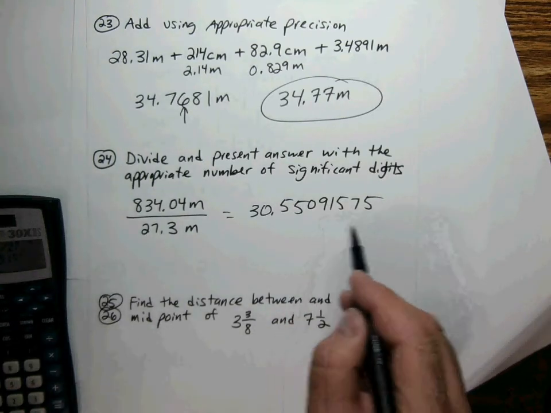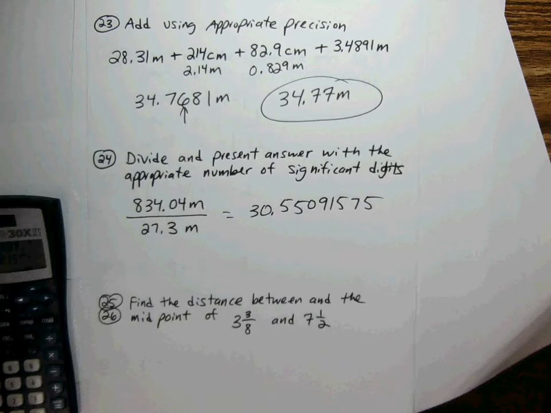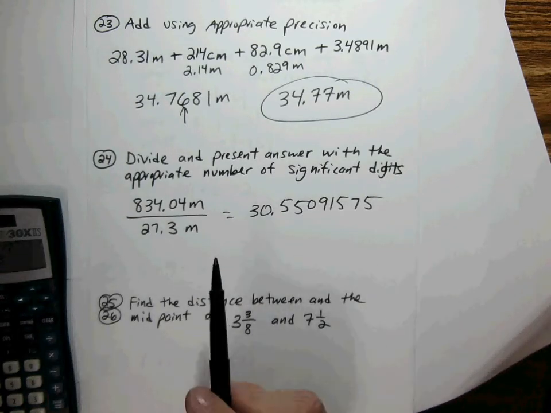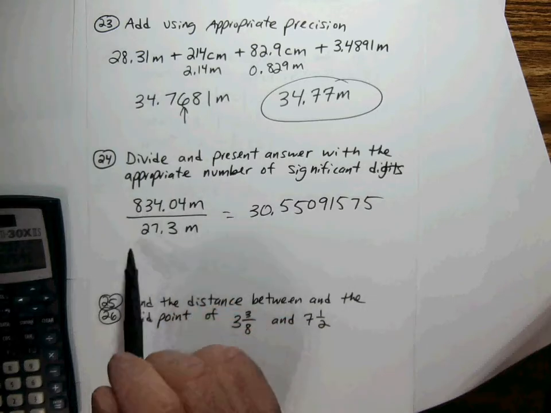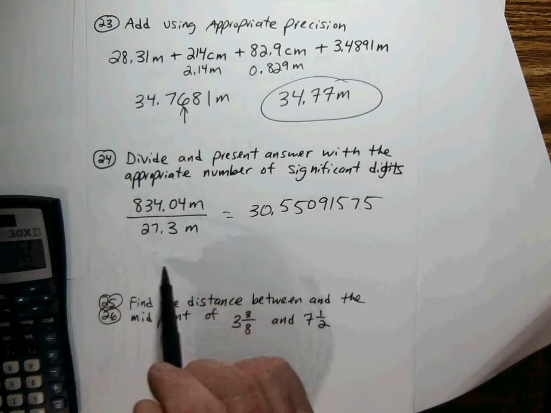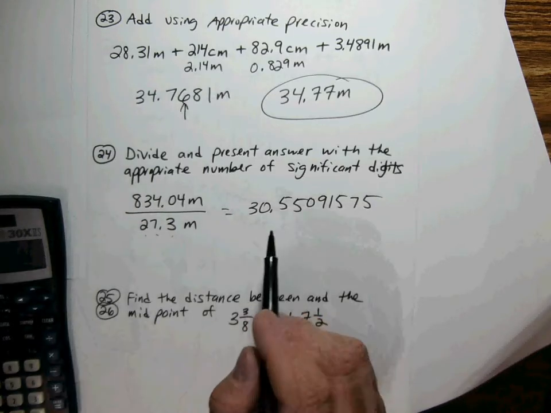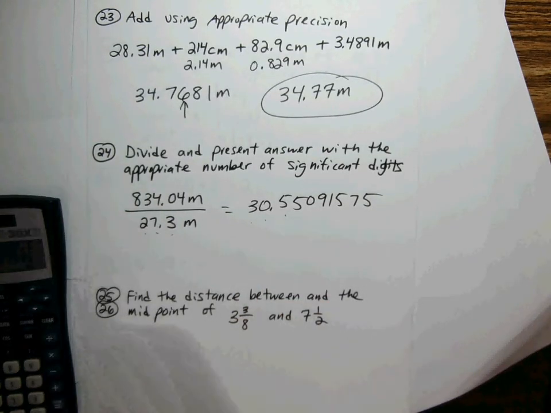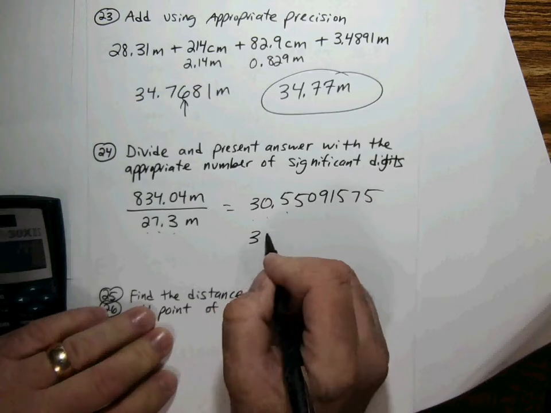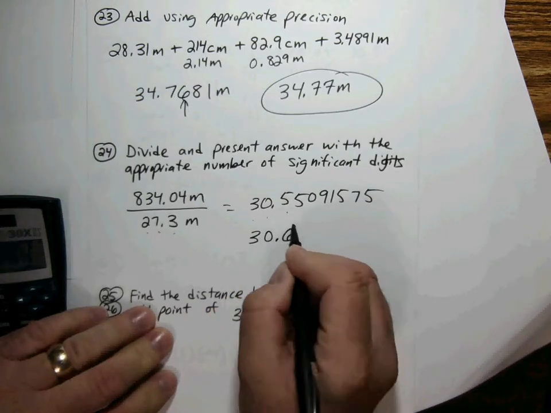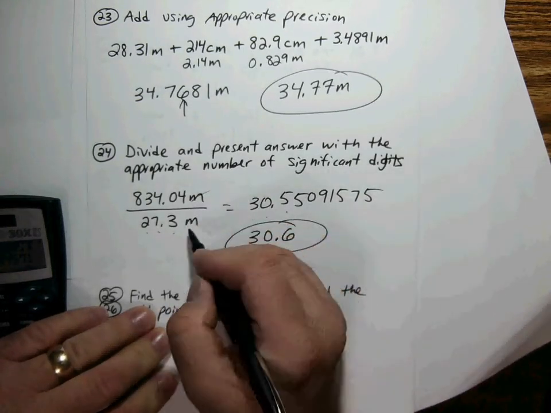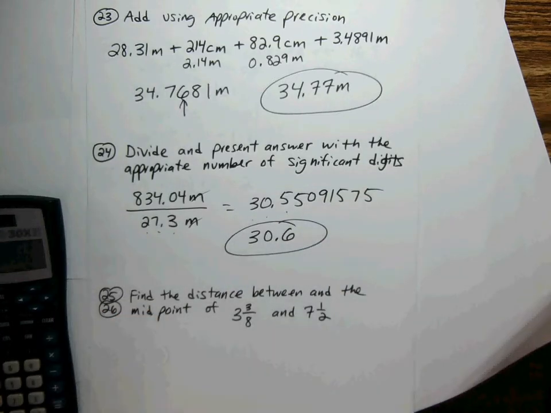All this down here is garbage. I can't count it as part of my answer. I can only show the same level of significance as my least significant number in my original problem, and in this case I've got 3 significant digits there, so I can only carry 3 over here. So it's going to be 30.6. No units, right? The meters have canceled out. 30.6.